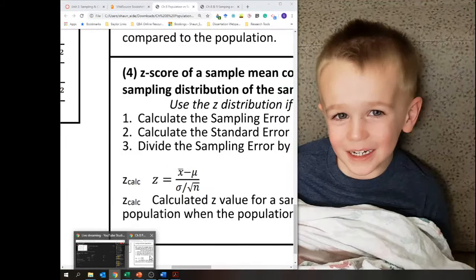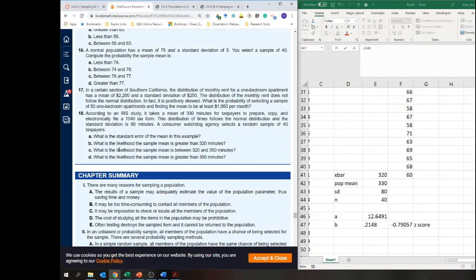Now, what does the question ask, though? Make sure that you're paying attention to this. The question specifically asks, what's the likelihood that the sample mean is greater than 320 minutes? This right here is the likelihood that it's less than. So what we're going to have to use is P of less than 320 for a group of 40. What we're going to have to do is 1 minus this, and that's going to give us 0.7852.